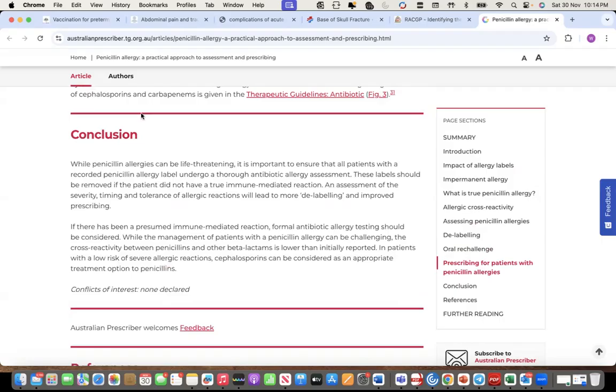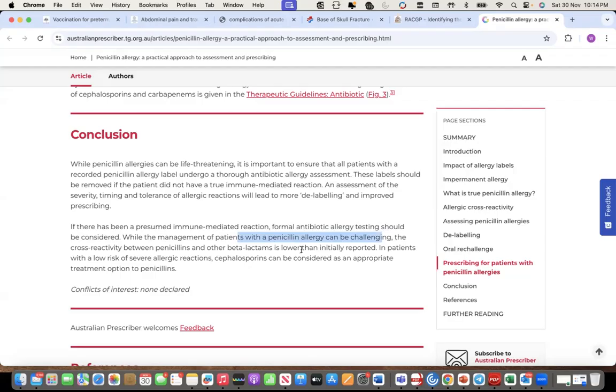Okay, so this is all the information about the penicillin allergy. As allergies can be life threatening, if the patient is coming with an allergy to the antibiotics which you have prescribed, first of all, you have to rule out the cause of the allergy. So, just take off the antibiotics altogether, inform the patient, and presume an immediate immune mediated reaction. A formal antibiotic allergy testing should be considered. While the management of a patient with penicillin allergy can be challenging, the cross reactivity is initially reported. So then you can prescribe something else.